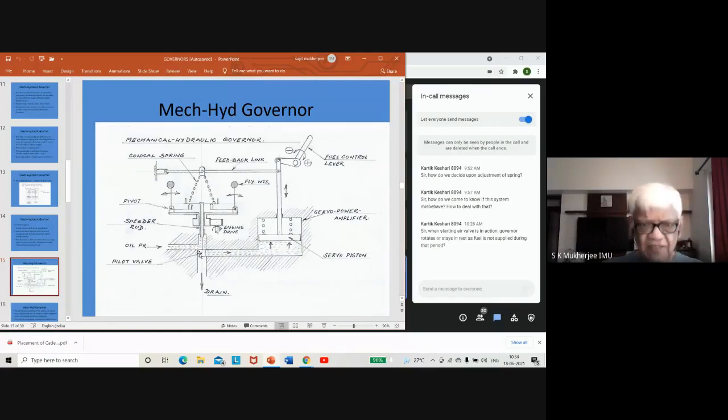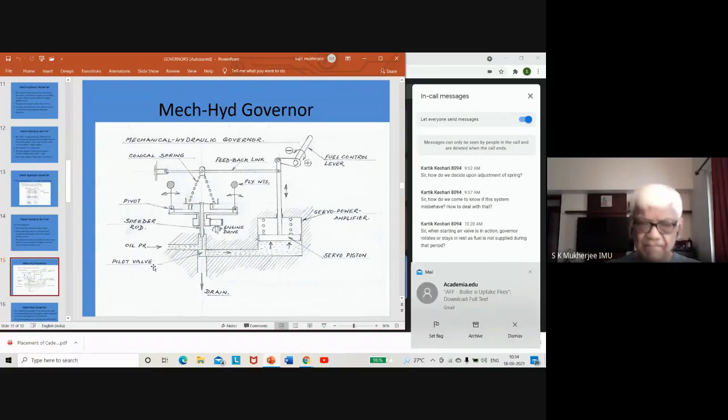All right. This pilot valve is operated by this speeder rod moving up and down. And the path of the oil which is coming, this oil comes from the sump inside the governor. The governor itself also has an oil container. That oil is taken by a small little gear pump. The gear pump pumps the oil through this passage.